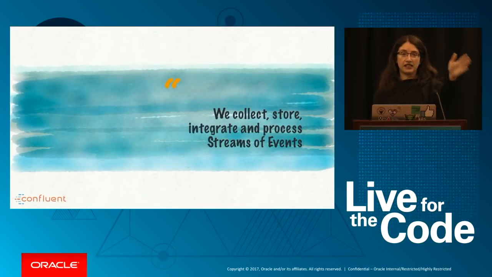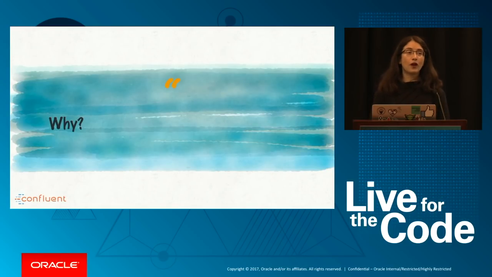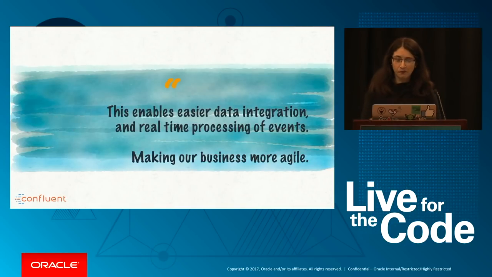That are an ordered list of those events. So one event happens and then another after that and another after that. And there may be a question of why do I need to collect and store them and process them and do all those things with streams of events?